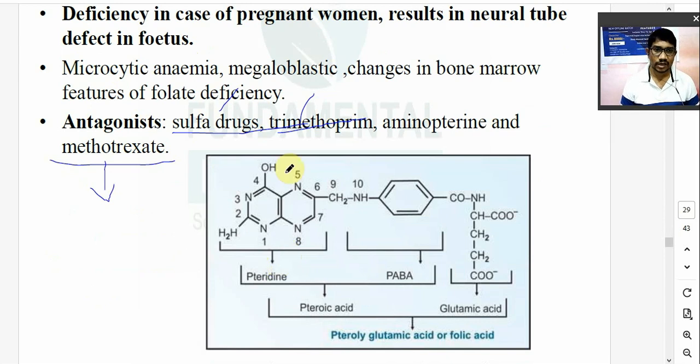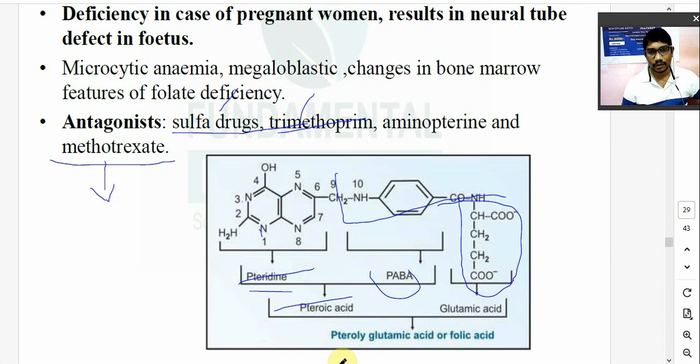So you should know the structural aspect. This one is known as a pteridine ring, pyrimidine plus pyrazine ring. To that there is this PABA, para-aminobenzoic acid, with NH2 here and COOH, and this is known as glutamic acid. If there is the pteridine ring and PABA, both, but no glutamic acid, then it is called pteroic acid. And if all three are there, then it is called pteroyl glutamic acid. So folic acid is also known as pteroyl glutamic acid.